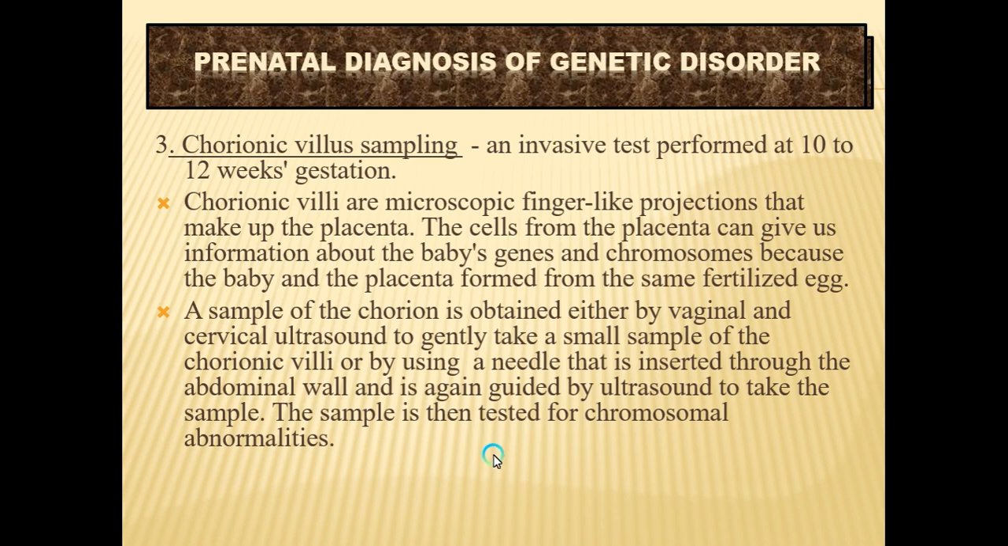Is the thing clear? Where is chorionic villi present? It is present in the placenta. And how are we going to get an idea about the fetus? By taking cells of the placenta. Why? Because it is from the same cell. Placenta and fetus both are formed from the same cell. So that is why you take a sample of the chorionic villi, and by studying the chromosomal number we can identify the problems in the fetus.